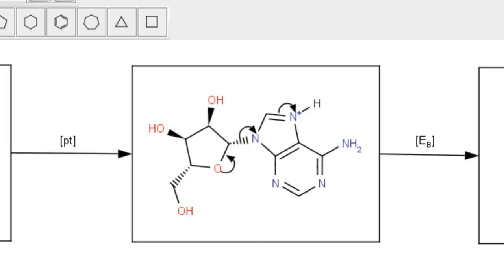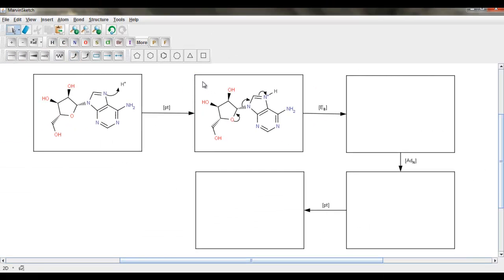Actually, I lied to you before. This does not go onto that nitrogen. It goes on to form a double bond. With this step, we've created our oxocarbenium ion and disassociated this nucleophile. So I'm going to copy this into our next box, paste it, erase all these, add in the bonds, and that gives us our intermediate for box 3.